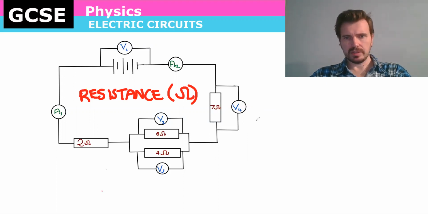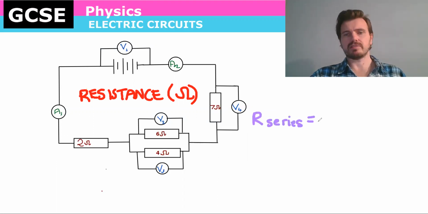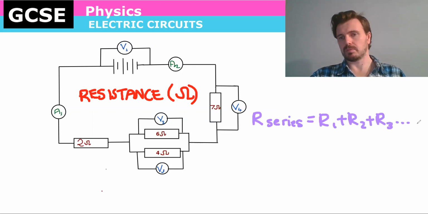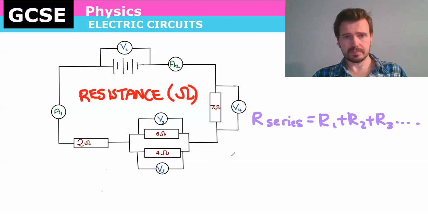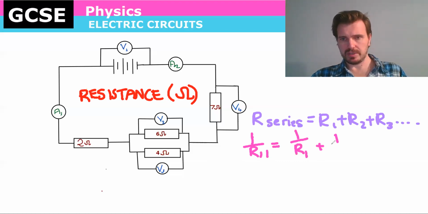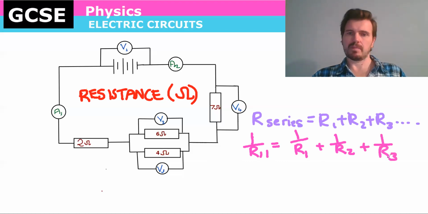So let's do the equation for R series first, because that's the easiest one. So R series is equal to R1 plus R2 plus R3 plus and so on, because you could have a number of resistors. Then the second equation is resistors in parallel. And that equation is 1 over R parallel equals 1 over R1 plus 1 over R2 plus 1 over R3.